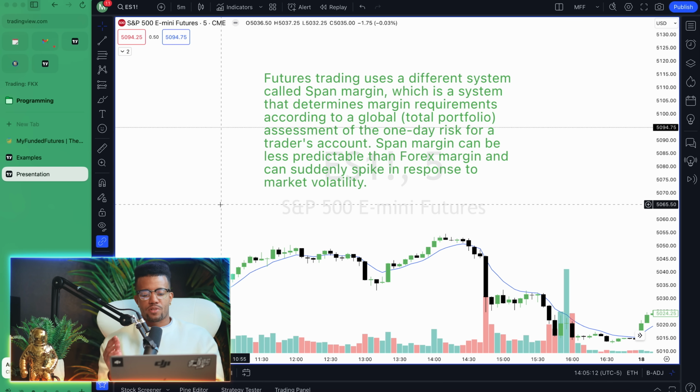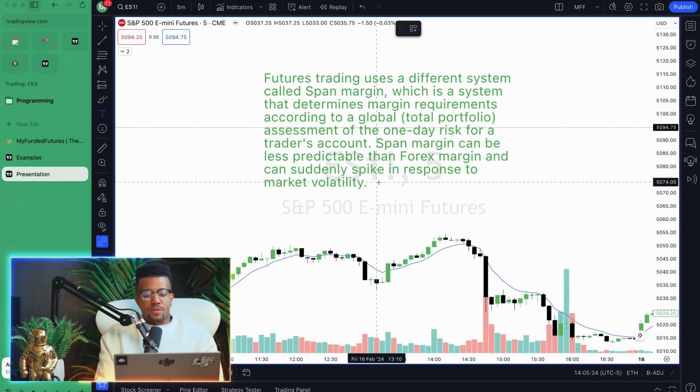SPAN margin can be less predictable than Forex margin and can suddenly spike in response to market volatility. And that does happen. If you trade futures in your personal account, your intraday margin can increase on a dime. If you have experience trading other things like equities, you know the equity margin can increase as well. But let's keep it very, very simple. What does it actually look like?